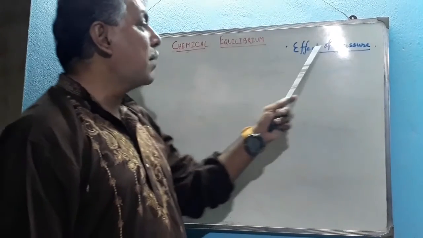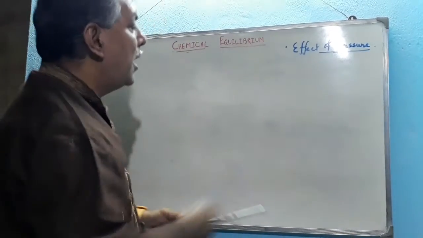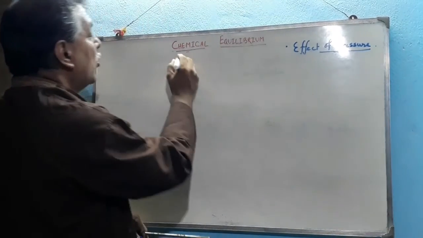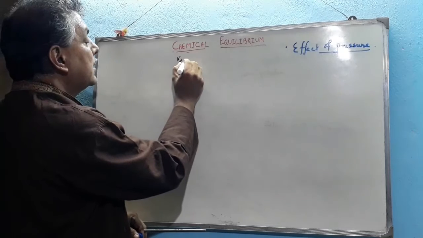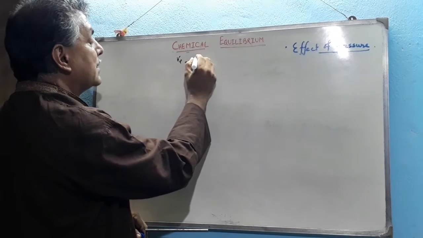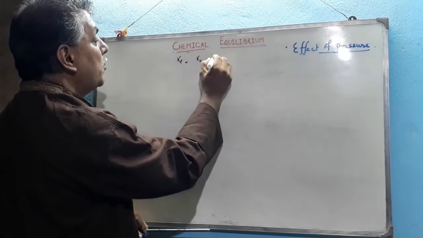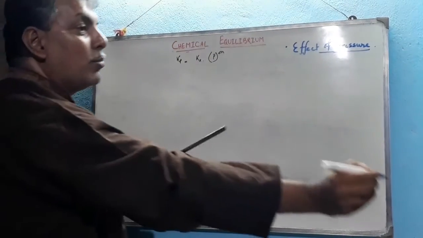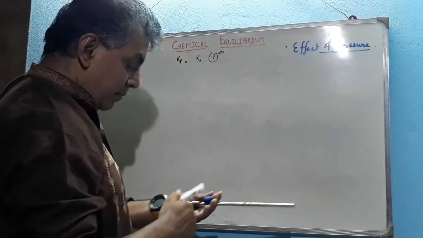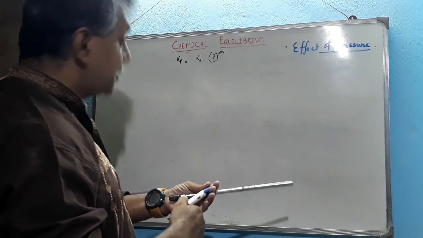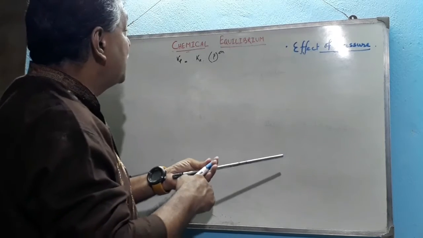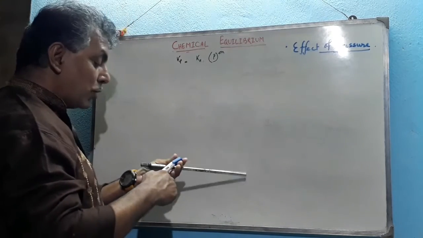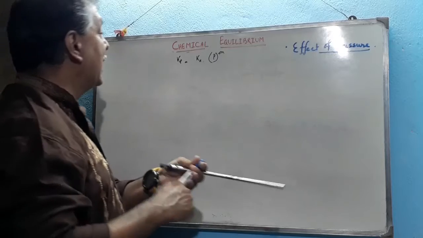Discussing the effect of pressure on the chemical equilibrium. Effect of pressure. See this, we know that this is the relation between Kp and Kx. Kp equals Kx times P to the power ΔN, where ΔN is equal to the change in number of moles. That means the total number of moles of the product minus the total number of moles of the reactant. This is ΔN.